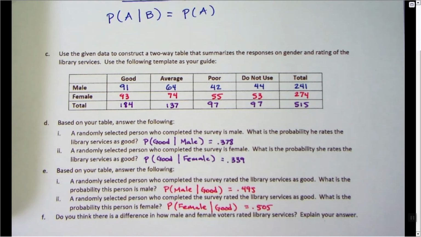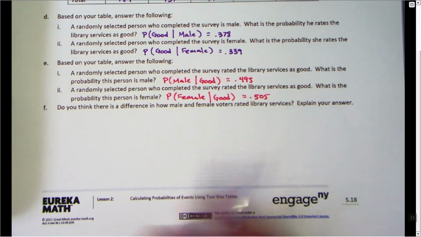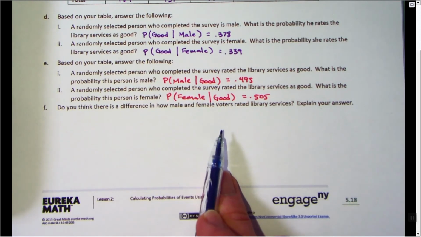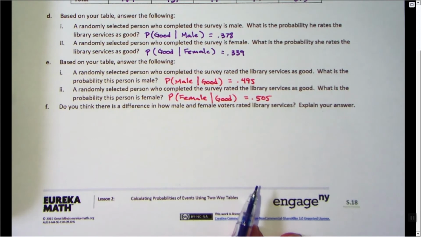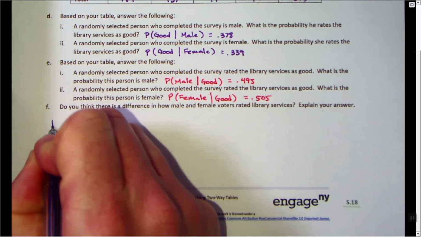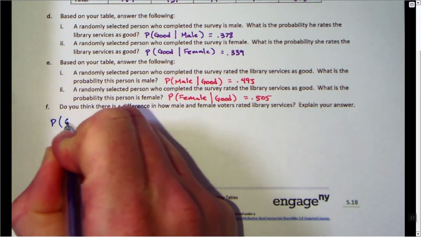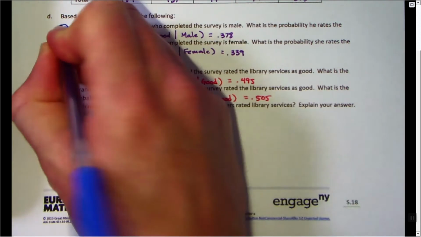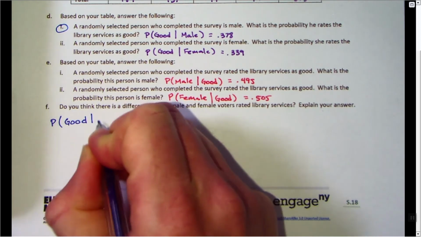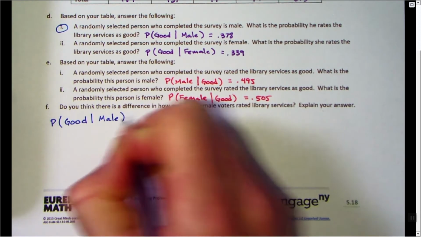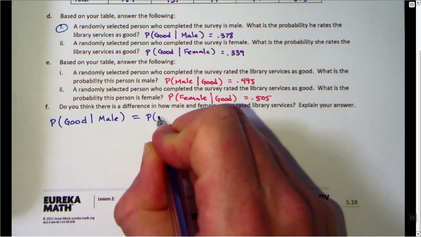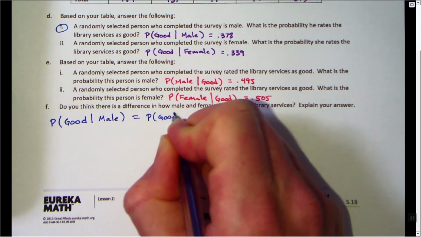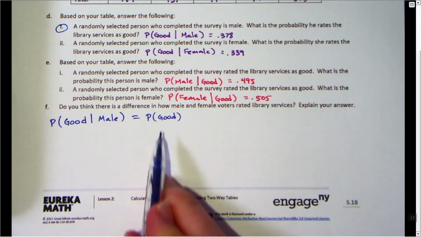Well, I'm going to look at independence. I can look at any of these, and I will pick out two just as examples. But when you're asked this question, you can look at just one, and you'll have the answer either way. So I'm going to look at the probability that they rate it as good, this first one right here, given that they're male, and ask the question, is that the same or very close to the chance that they rate it as good? It doesn't matter if they're male or not. Would they have the same chance of rating it as good?